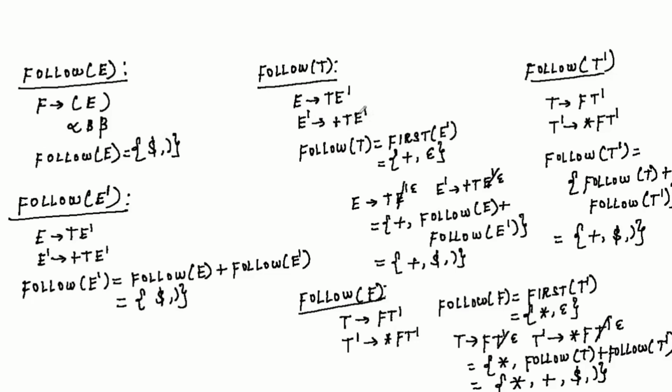Follow of T, first of E dash. We already wrote first of E dash: plus epsilon, and epsilon is vanished. Then take the follow position of E dash. Here you write plus follow of E dash. Follow of E is dollar close bracket, plus follow of E dash dollar close bracket. So you will get plus dollar close bracket.